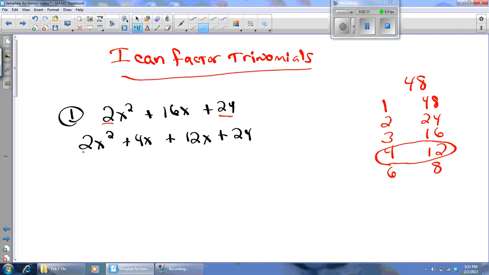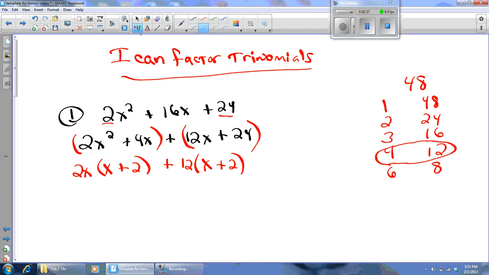So we're going to make sure these first two have a GCF, and I already knew they would because of the way I wrote them in order, but make sure the second pair has a GCF. Now I'm just going to do factor by grouping. I'm going to GCF the first pair, and I'm going to get 2x times the quantity of x plus 2, and then I'm going to pull out a 12, and then I'm going to have an x plus 2.